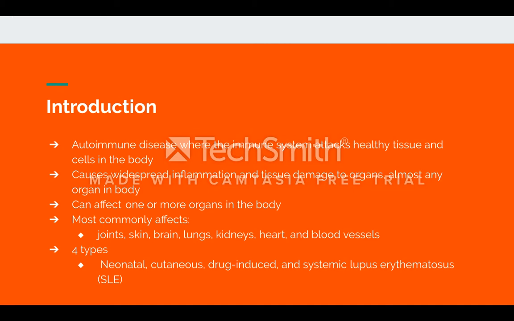This disease can actually affect almost any organ in the body. It can affect one or more, one more than the other. Common effects of this disease are on the joints, skin, brain, lungs, kidneys, heart, and blood vessels. There are 4 different types: neonatal, cutaneous, drug-induced, and systemic lupus erythematosus, SLE.